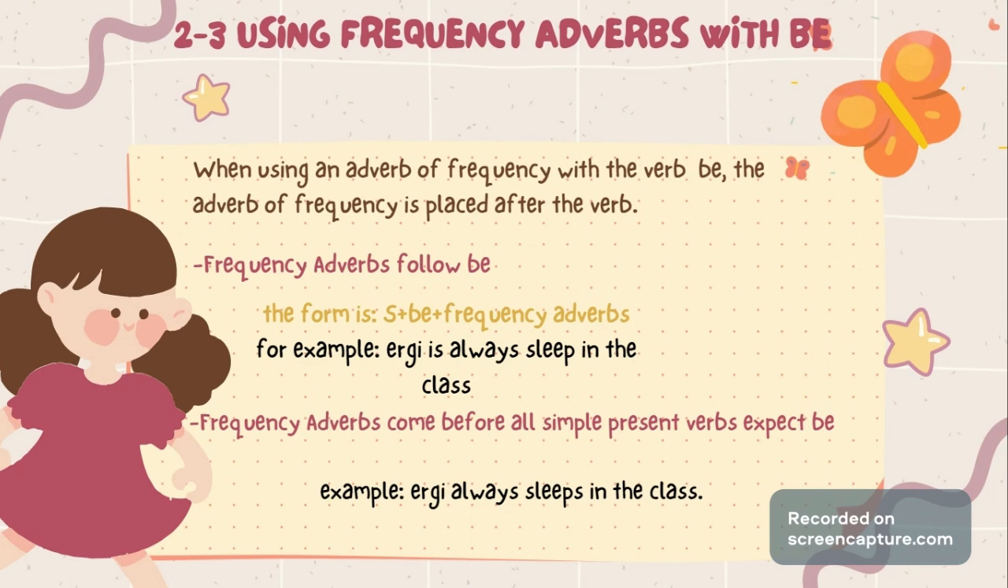always. And frequency adverbs come before all simple present verbs except be. Example, Ergi always sleeps in the class. So in this sentence, we don't use the be, just the subject with the adverb of frequency and the verb only.